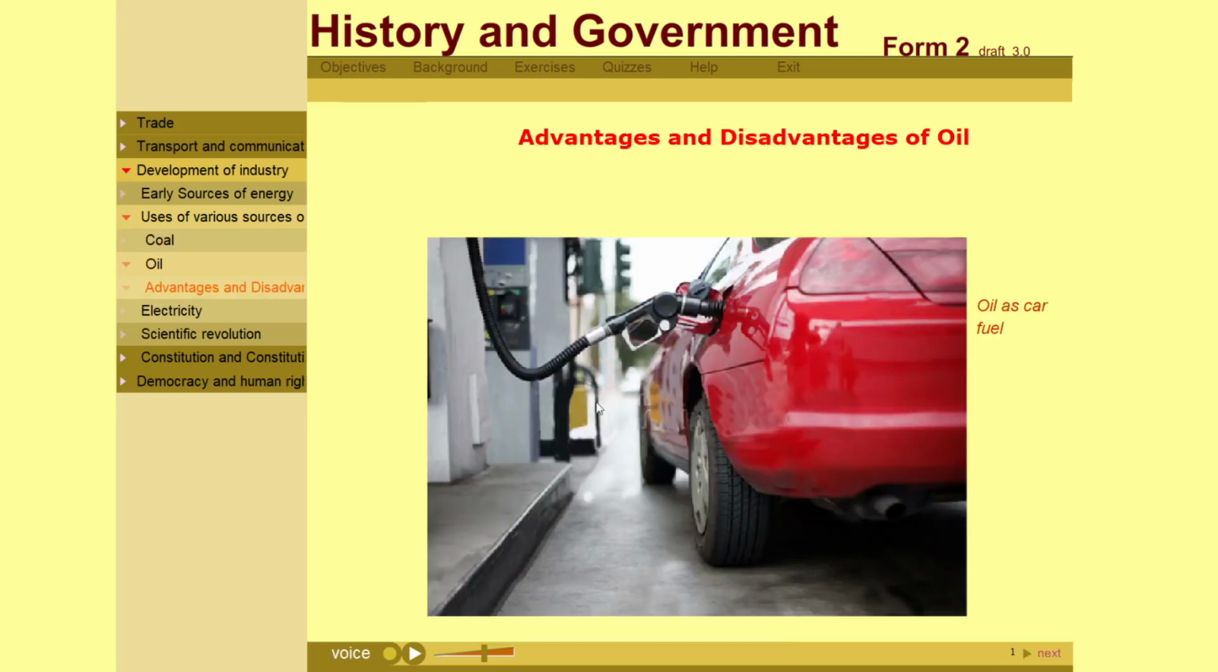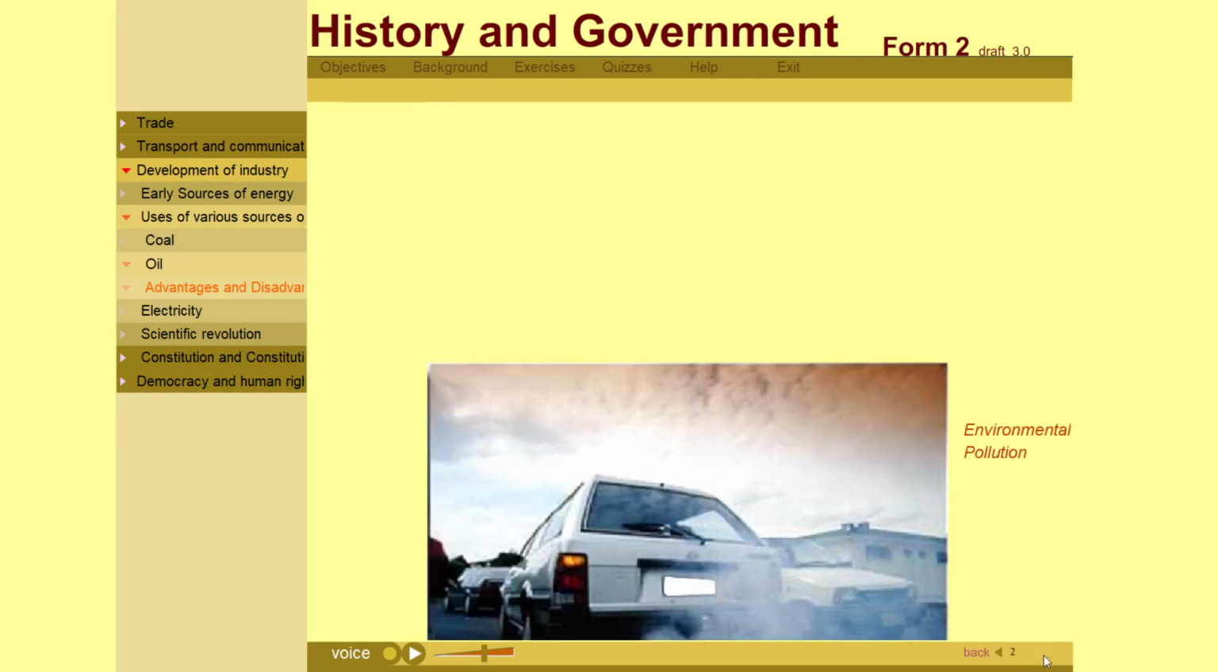Oil has advantages and disadvantages. Some of the advantages are it has a wide variety of uses and it is cheaper to transport. It is also comparatively cheap. However, it has disadvantages such as it causes environmental pollution, for instance, in cases of oil spillage. Oil extraction is very expensive and it is a non-renewable source of energy. It is also highly inflammable.